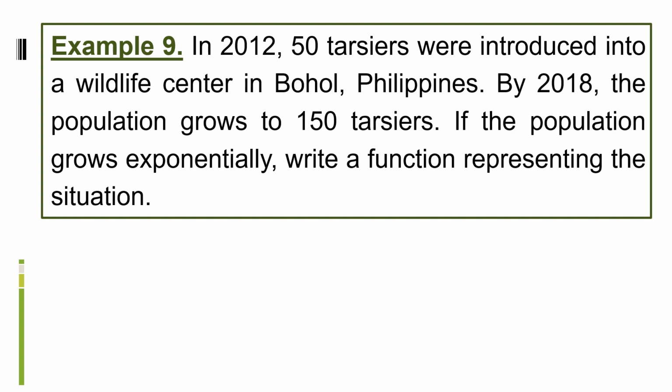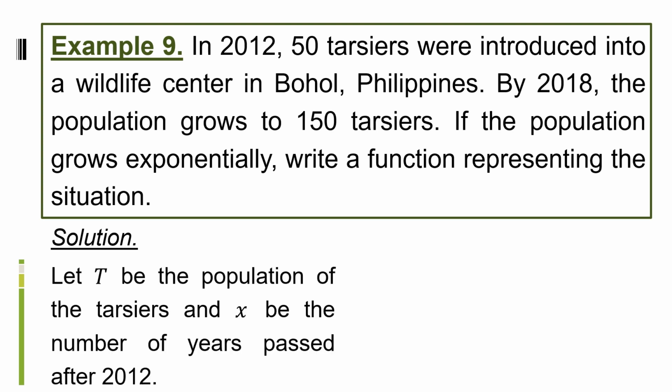In 2012, 50 tarsiers were introduced into a wildlife center in Bohol, Philippines. By 2018, the population grows to 150 tarsiers. If the population grows exponentially, write a function representing the situation. So for our solution, again, this is exponential. So we let t be the population of the tarsiers and x be the number of years passed after 2012. So we have 0, 50 for 2012. Okay, this is for 2012.